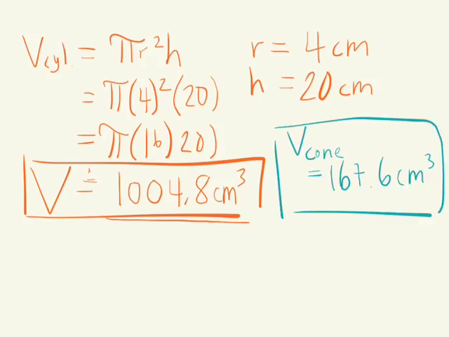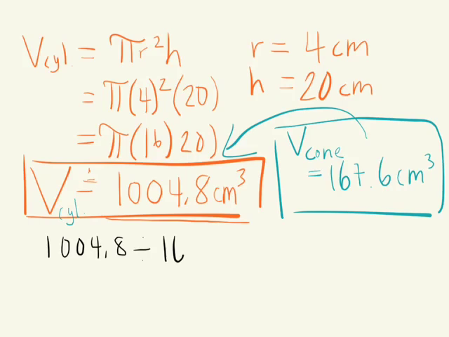Now that we found both volumes, we want to know, if we fill up the cone, how many times can it be poured into the cylinder? So what are we going to do with these two values? Divide them. Good. So we're going to divide 1,004.8 by 167.6.